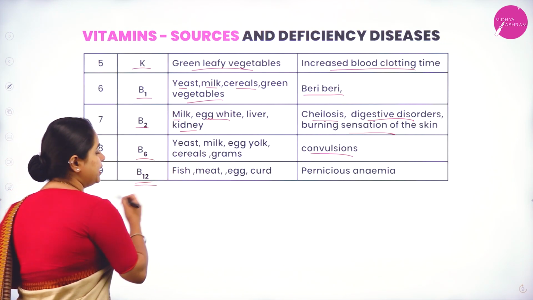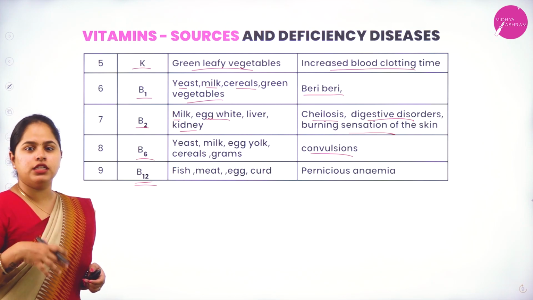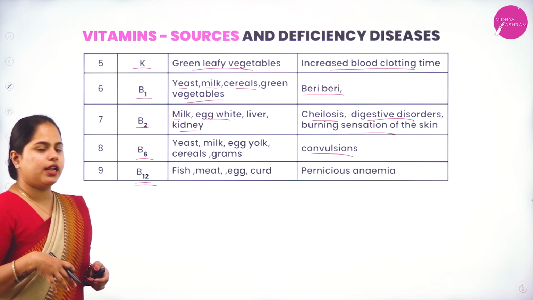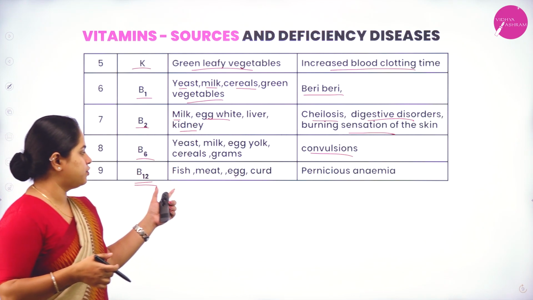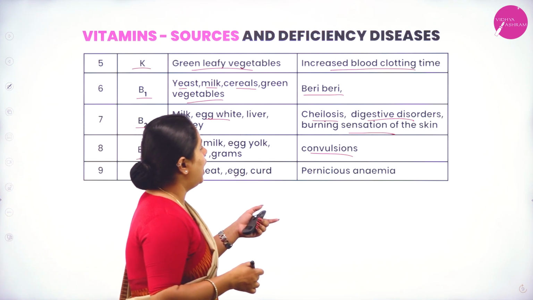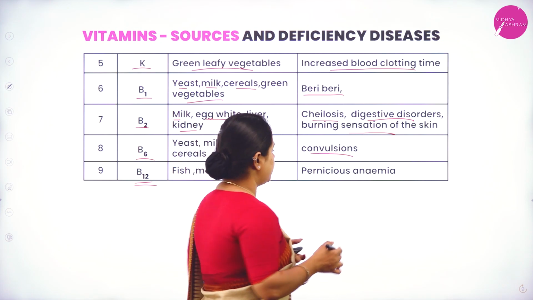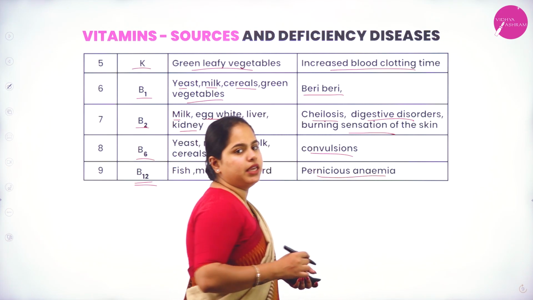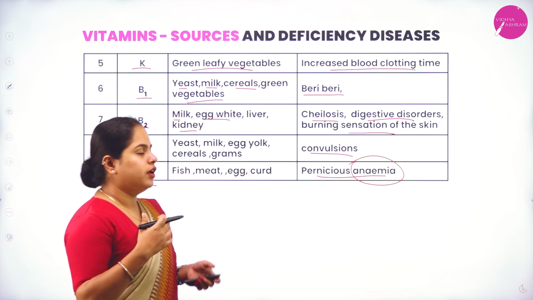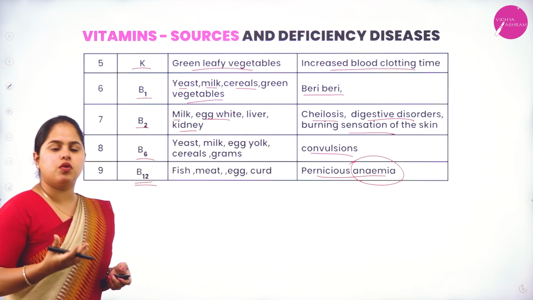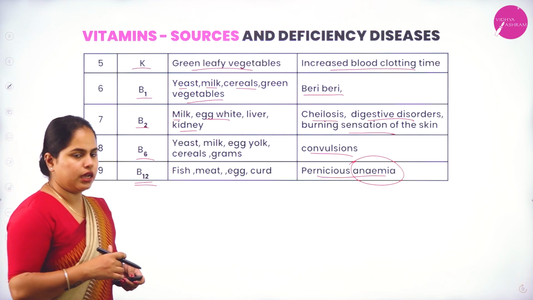And you have vitamin B12, which we have studied in coordination chemistry chapter also, right? Vitamin B12. So the sources from which you can obtain vitamin B12 are fish, meat, egg, curd, etc. And the deficiency causes pernicious anemia. So you will get anemia if there is a deficiency of vitamin B12. Anemia means there is a lower count of RBCs in our body.